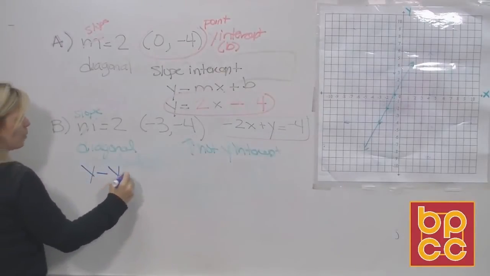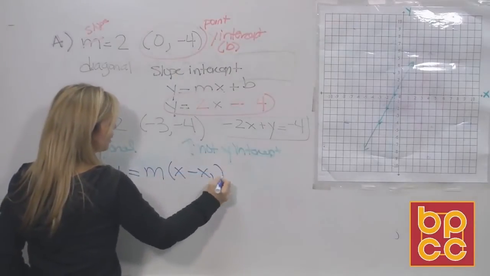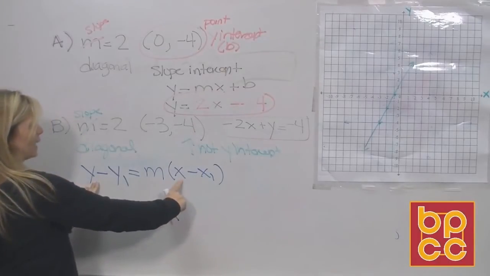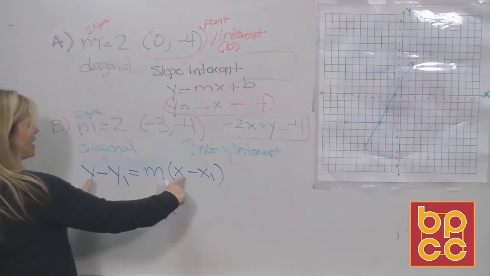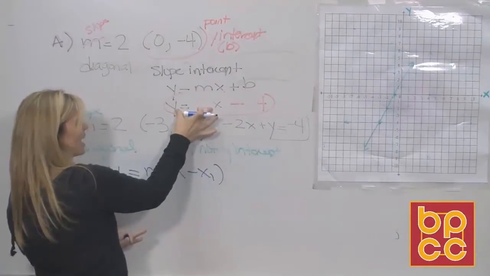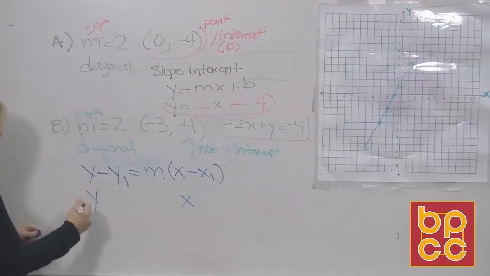Y minus y sub 1 equals m times x minus x sub 1. And once you write the formula down, all you got to do is fill it in. This x and y we're going to leave blank because every diagonal line has to have an x and a y in it. See? This diagonal line has an x and a y. This diagonal line has an x and a y. We leave those blank. What we're going to fill in is everything else.